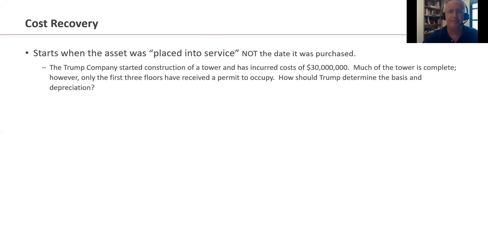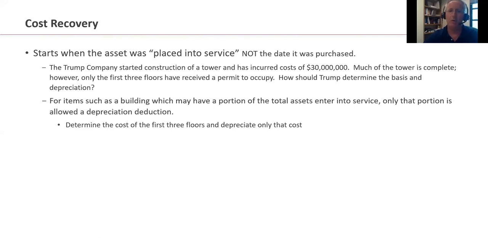So again, depreciation begins when an asset is placed into service, not necessarily the date it was purchased. So if the Trump company started construction on a tower, they've incurred cost of $30 million. And some of the tower's done, but only the first three floors have received a permit to occupy. How would they determine the basis to depreciate that building? Well, because only those three floors are ready for their intended use, they're the only ones placed in service and the only ones that would get depreciation. So we'd have to determine what is the cost of those three floors, and then we depreciate only that cost.